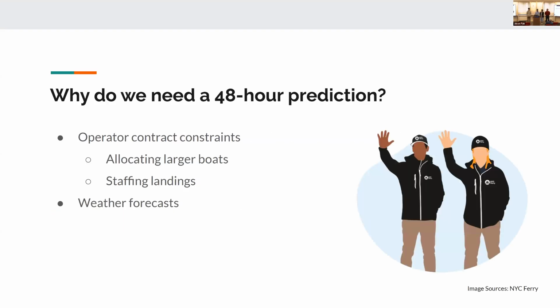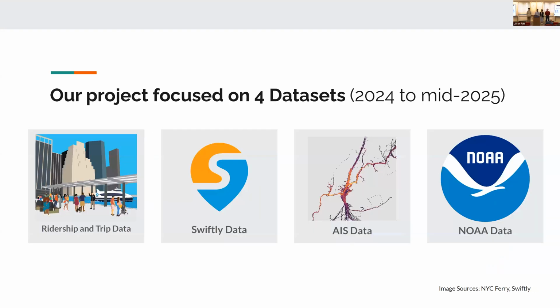Next, why do we need 48-hour predictions? Well, the New York City ferry system is operated by a third party called Hornblower. They require a 48-hour notice to allocate staff to both landings and to ferry vessels. In addition, weather forecasts are more reliable 48 hours in advance. So that's where we landed on the 48-hour prediction focus.